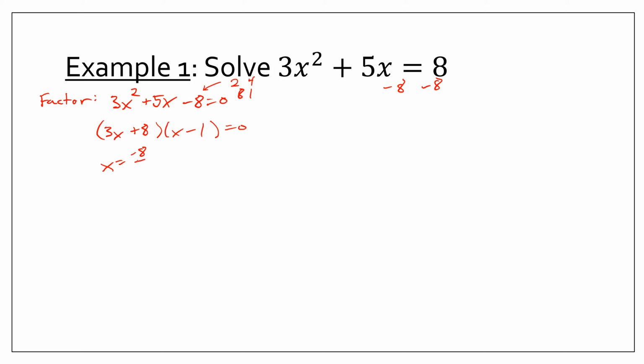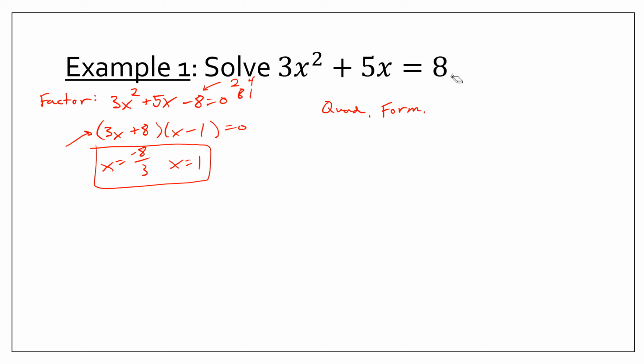x would be negative 8 over 3. x would equal 1. If you don't know what I'm talking about, go back and watch previous videos. But anyway, this one does factor, and these should be my answers. But what if you hadn't seen this factoring? This is not the most obvious factoring. Well, let's use the quadratic formula. And if I do it right, I should get the same answer.